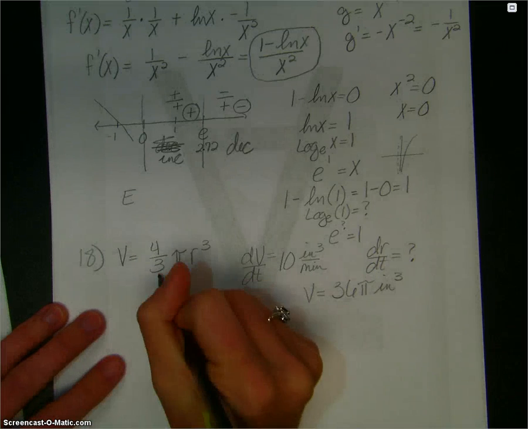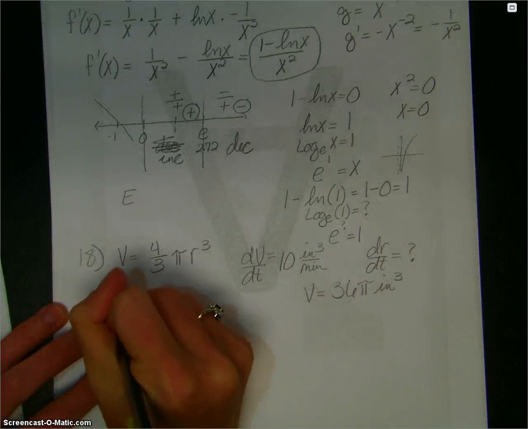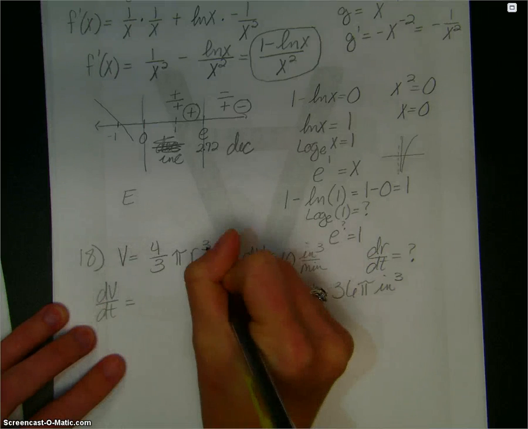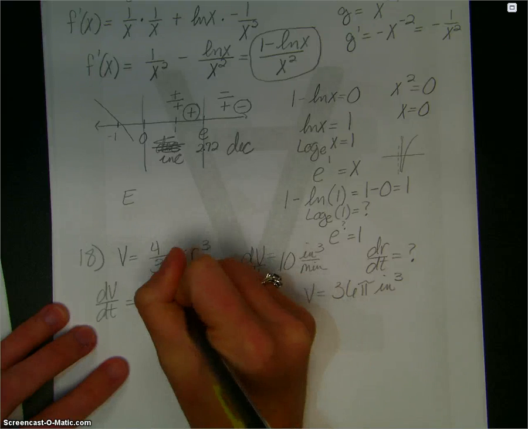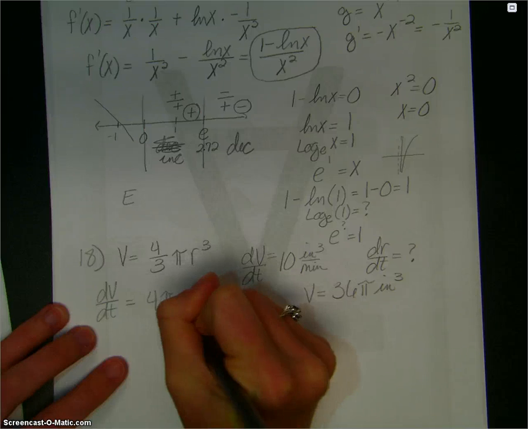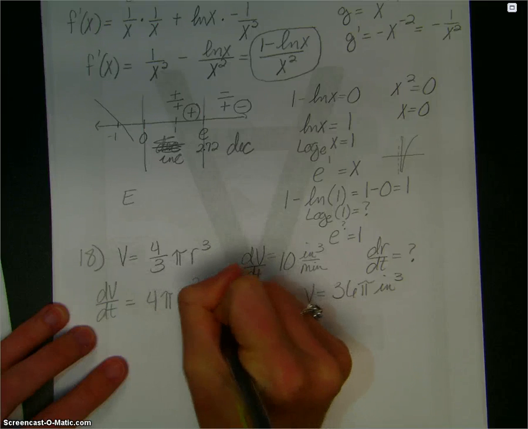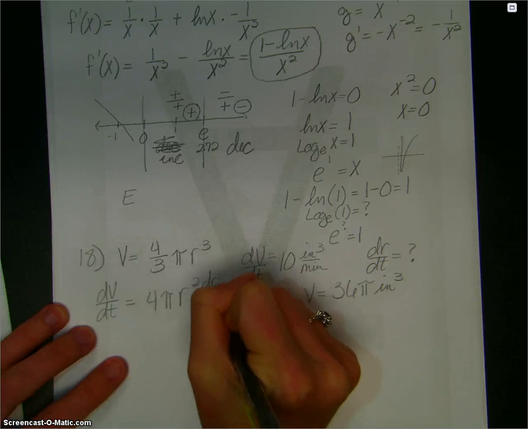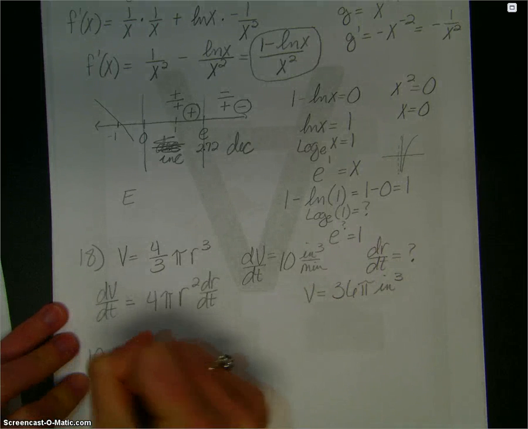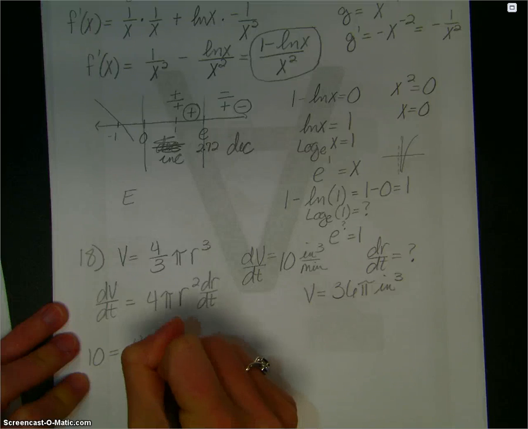Okay, so I know I'm going to need to take the derivative of this. Let's go ahead and do that. So dV/dt is my derivative of V. I'm going to use my power rule for this. So 3 times 4/3 gives me 4. Pi is a constant. R squared, and then don't forget your dr/dt. Okay, so dV/dt is 10. I'm going to keep my 4 pi.